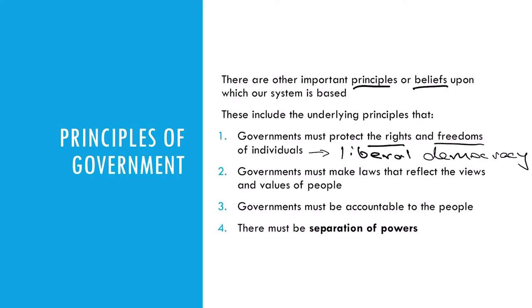Number 2, governments must make laws that reflect the views and values of people. So the prevailing views and values of people who will then elect them into office or judge them on their performance. Number 3, governments must be accountable to the people.